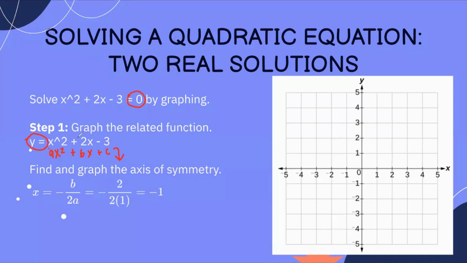In this case, our b is going to be positive 2, so substitute b for positive 2, and then over 2a, our a value would just be 1 since there is nothing in front of our x squared. So that would give us negative 2 over 2 times 1. That would just be negative 2 over 2, and that would give you negative 1. So we know that our axis of symmetry is at negative 1. So you can just draw a dotted line through negative 1 on the x-axis.